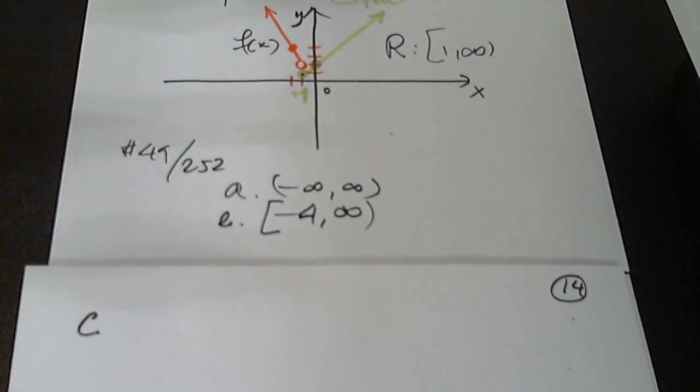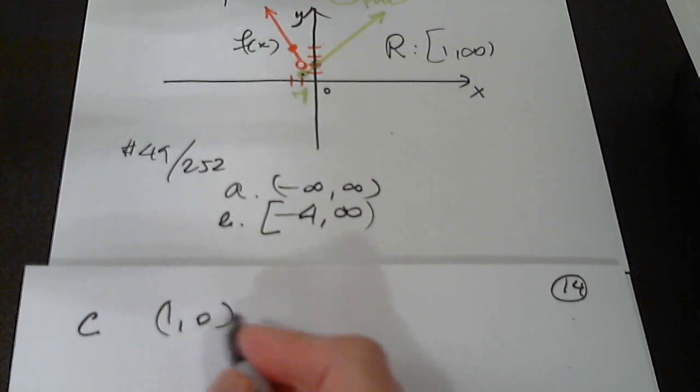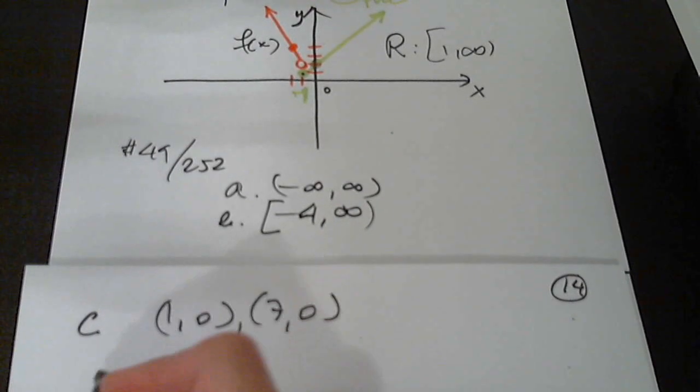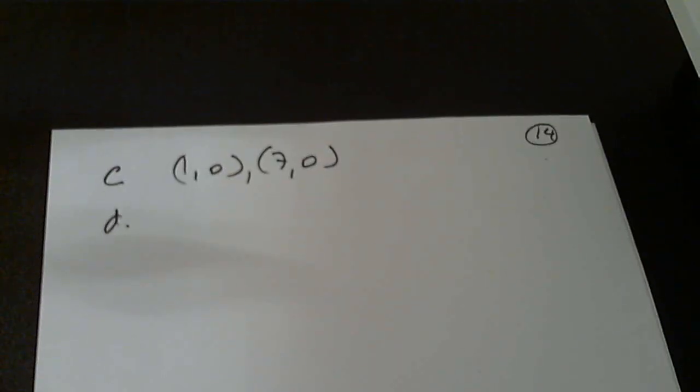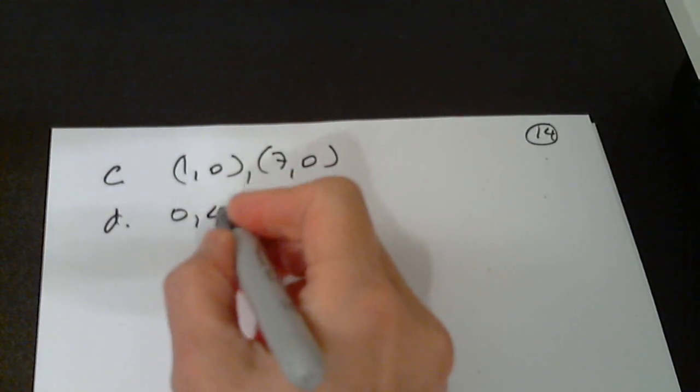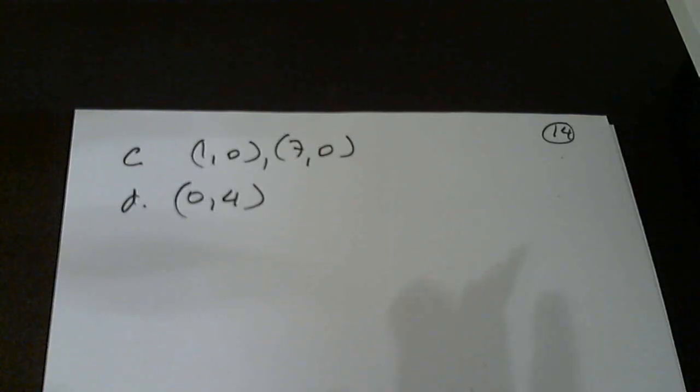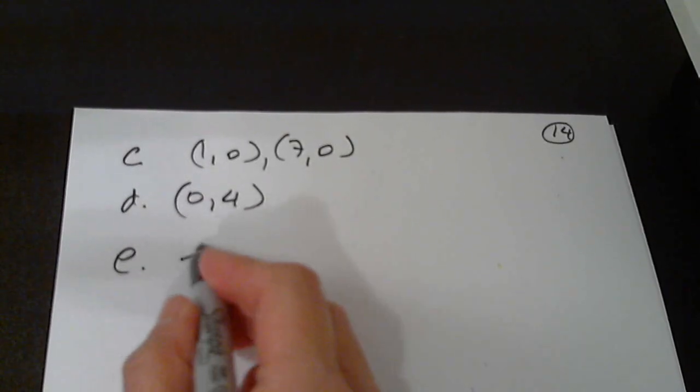1 and 7. Yes, so we want to write them as (1, 0) and (7, 0). Perfect. Y-intercept. 0, 4. 0, 4. Excellent. Good. Intervals on which f is increasing.